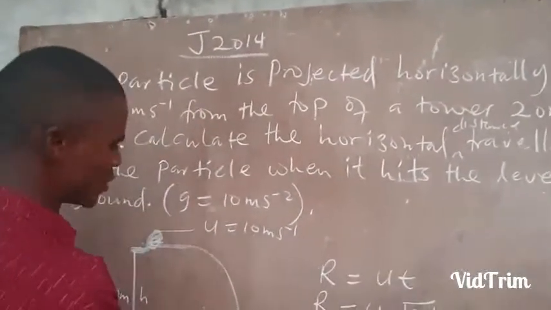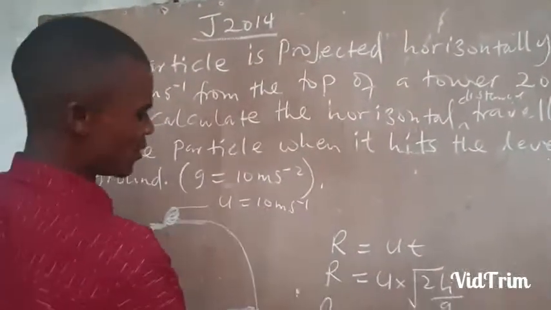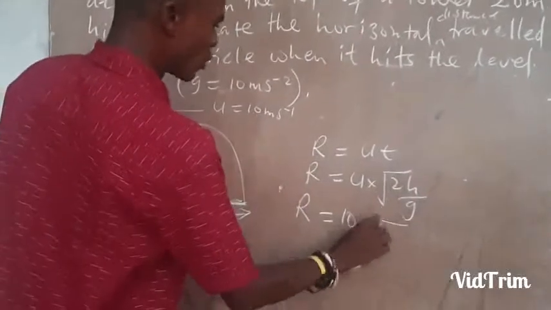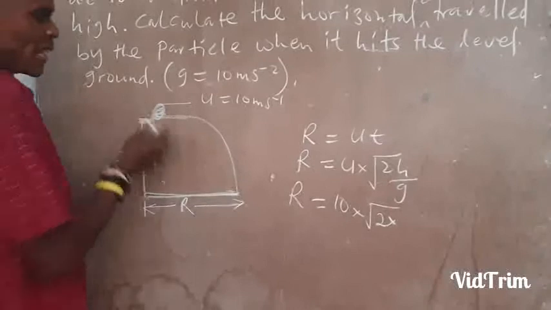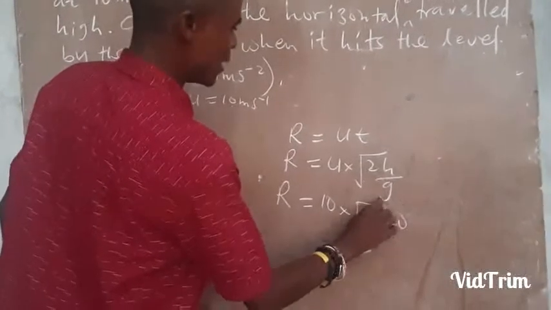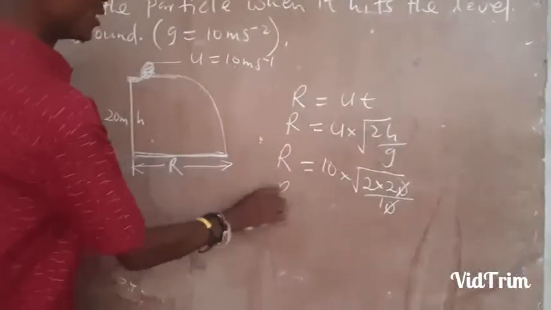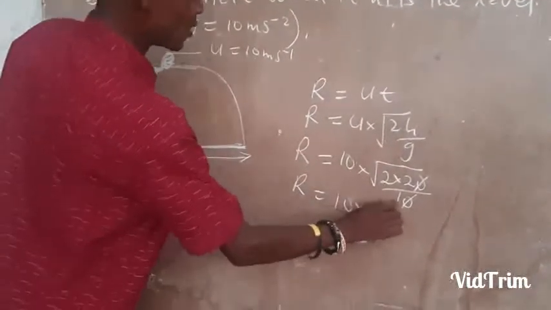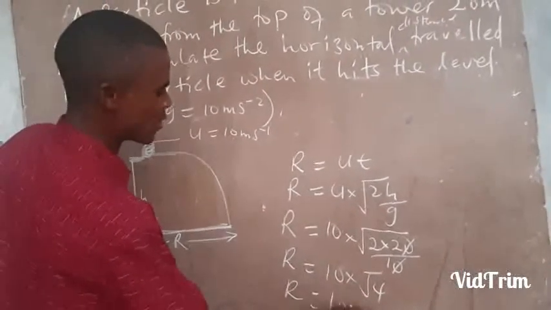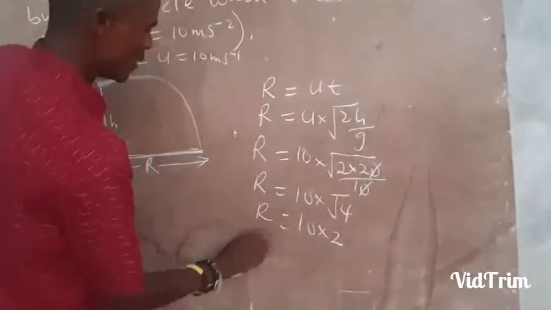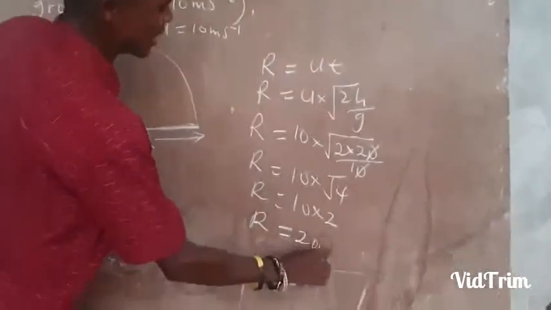We can substitute. The range equals u, which is 10 meters per second, times the square root of 2 times the height. The height of the tower is 20 meters, so that becomes 20, everything divided by 10. The 0 cancels. You get the range equals 10 times the square root of 2 times 2, which is 4. That is 10 times the square root of 4, which is 2. The total horizontal distance traveled on the ground becomes 20 meters.